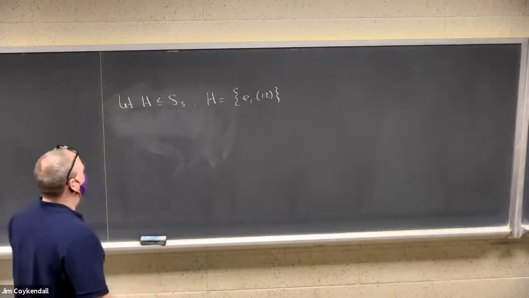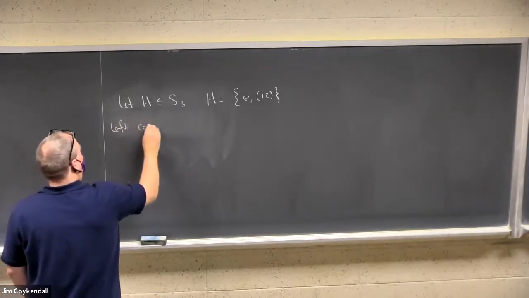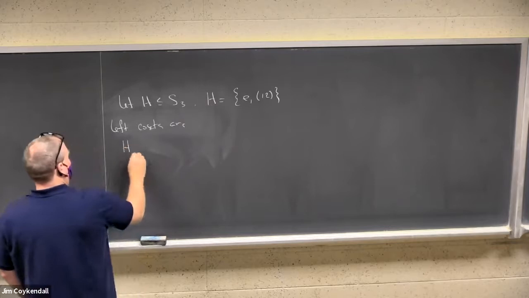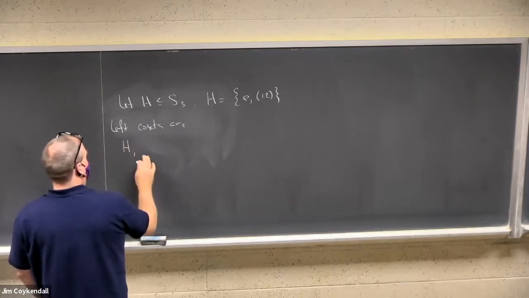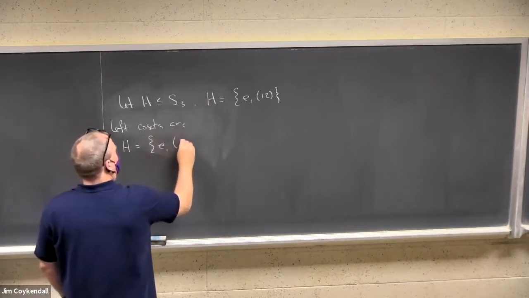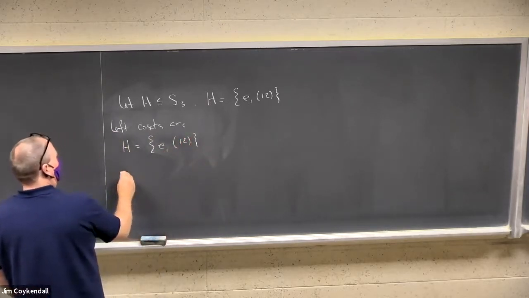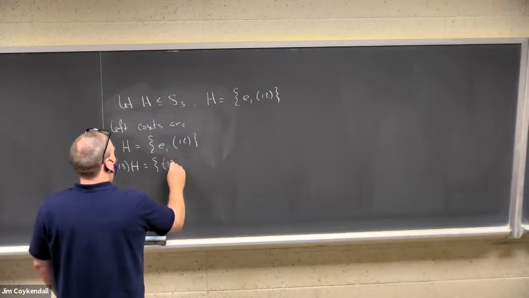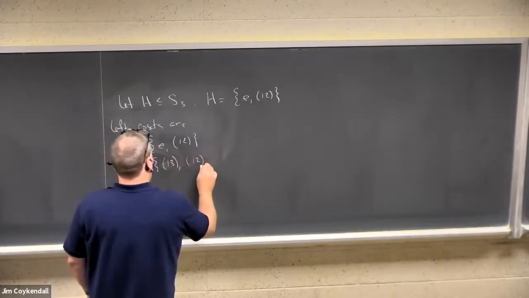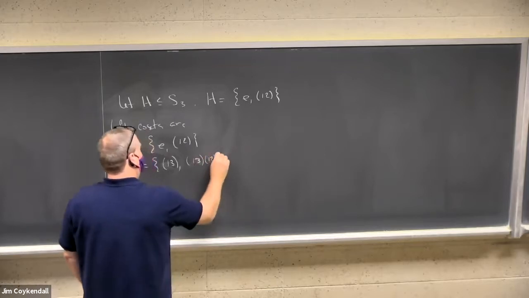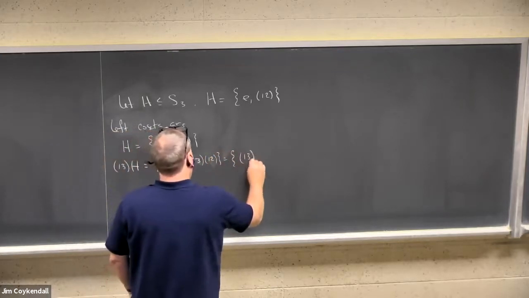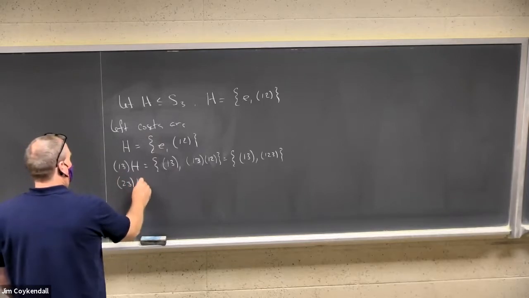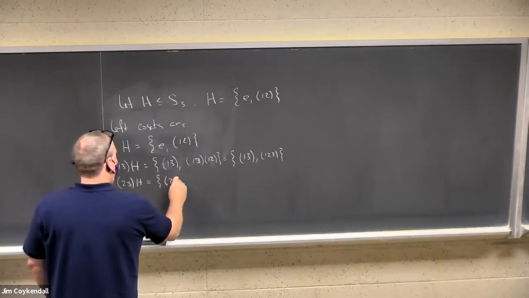Okay, so the left cosets are H and, let's say, 1 3 H, which is the same thing as 1 3 and 2 3 H, which is 2 3.